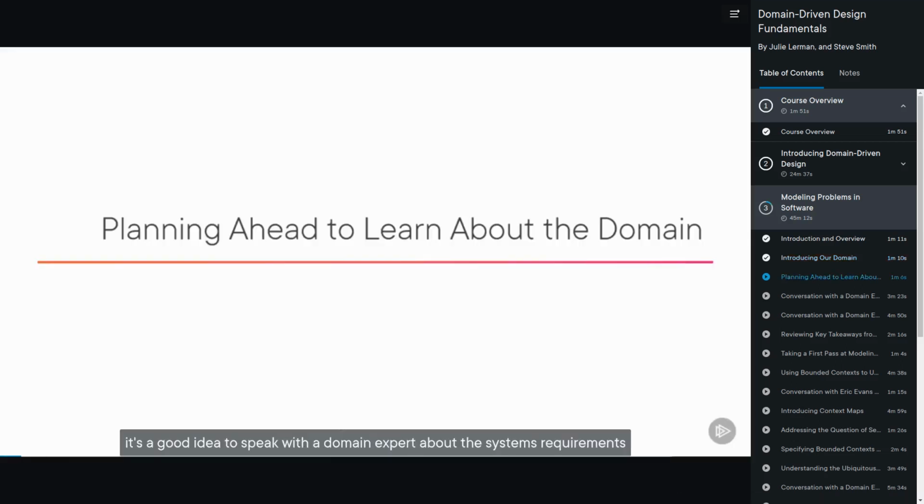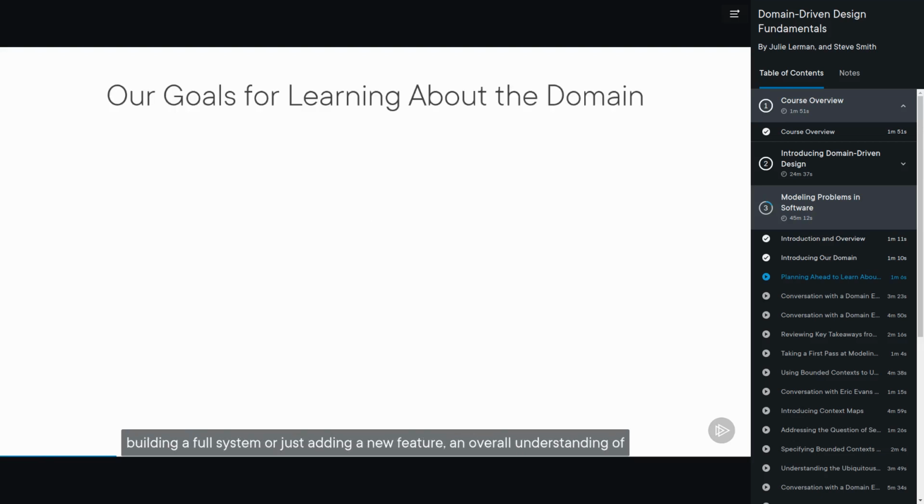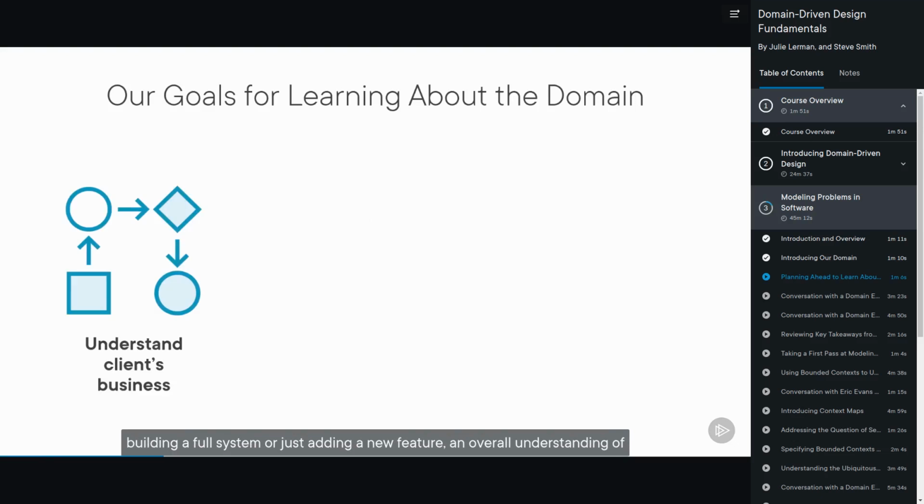Of course, it's a good idea to speak with a domain expert about the system's requirements before diving in and beginning to code a solution. Whether you're tasked with building a full system or just adding a new feature, an overall understanding of the client's business is a critical start. Of course, it's just the beginning. It's also important that you have a continuous conversation with the domain expert throughout the development of the system.